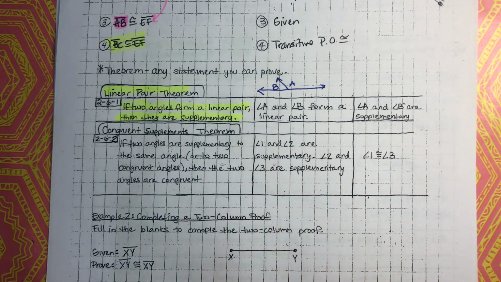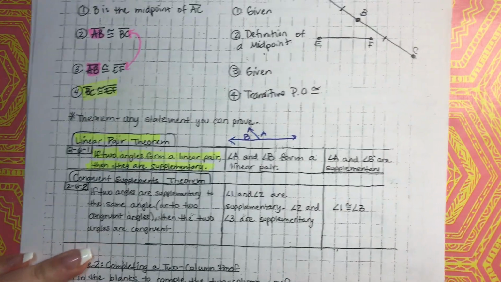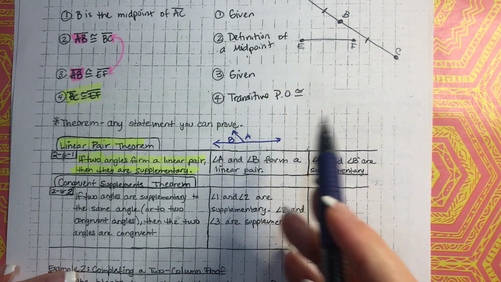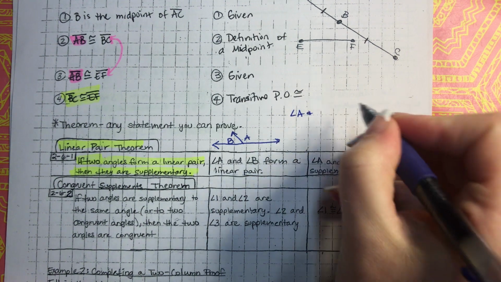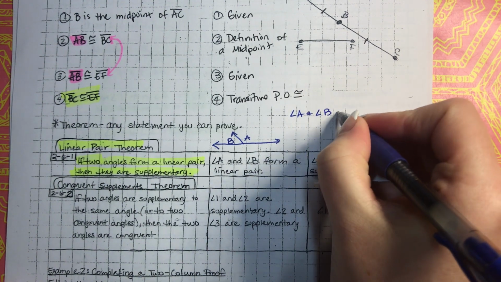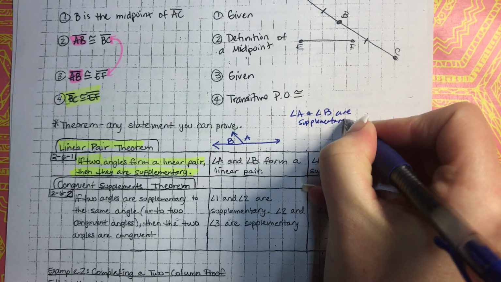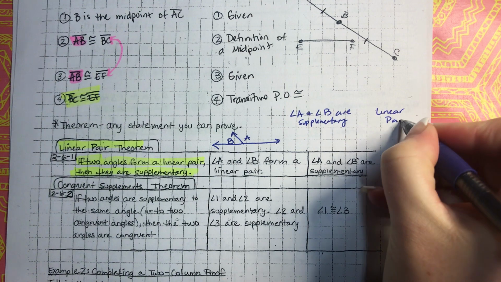And this is really, really important. You're going to use this a lot, the linear pair theorem. And the reason why is because you're going to have a picture like this, right? And let me show you how it's going to work. Okay, so you're going to have a picture like this, and you're going to be like, oh, it's a straight line. That's a linear pair. So you're going to say angle A and angle B are supplementary, right? Because of the linear pair theorem.